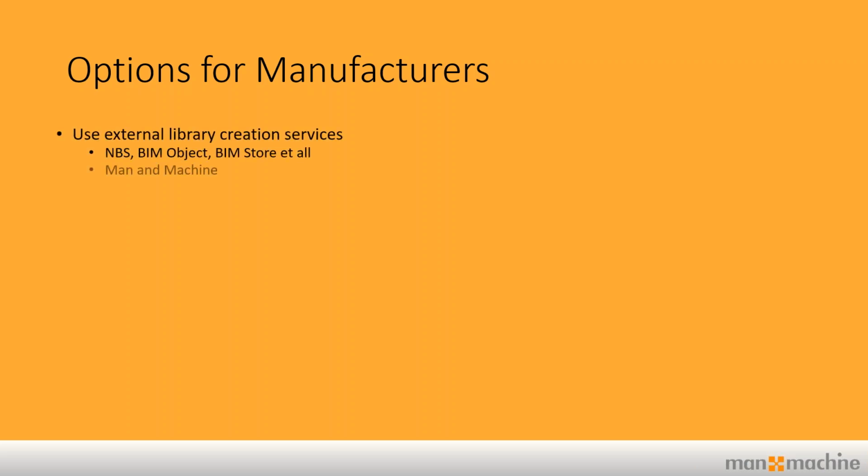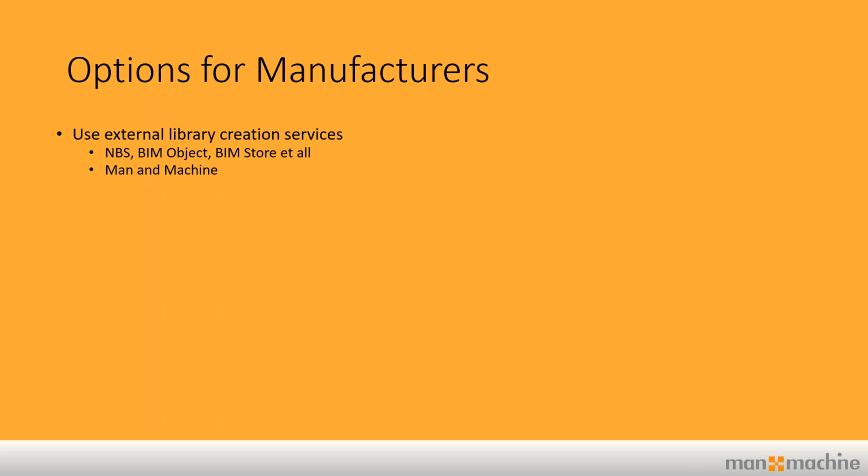So option number 1, and something that people try and push hugely in the UK is the use of an external library creation service. So people like the MBS, people like BIM Object, BIM Store, and all the others out there will offer to create BIM objects. We do the same thing. It's a relatively straightforward process creating BIM objects, but it's very structured and very standardized. And without having the time and effort required to understand the standards, it can be quite difficult to get, let's say, a compliant model, if there is such thing as a BIM compliant model.